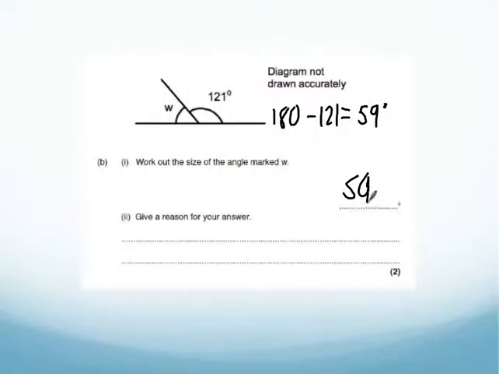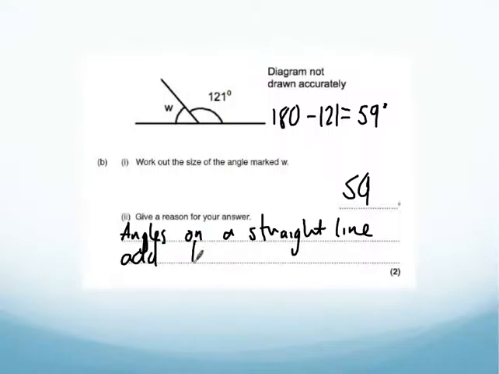And again, you have to write a full sentence: angles on a straight line add to 180 degrees. Writing "a straight line equals 180 degrees", anything like that doesn't make sense. You have to say angles on a straight line add to 180 degrees.